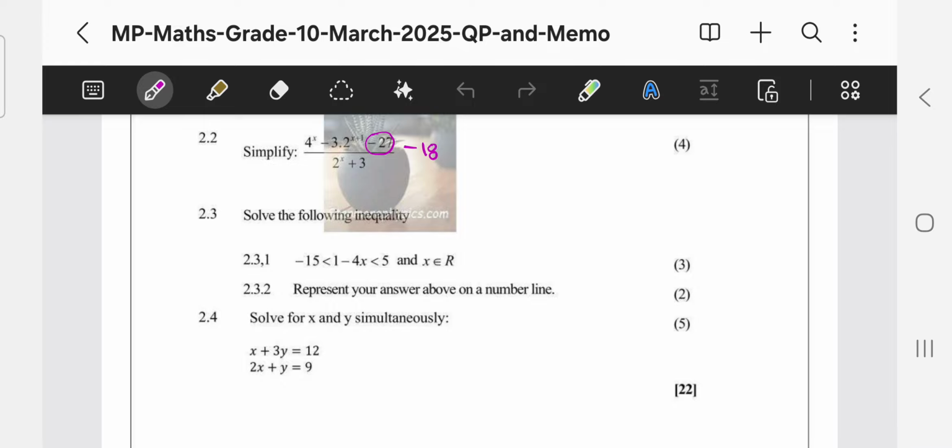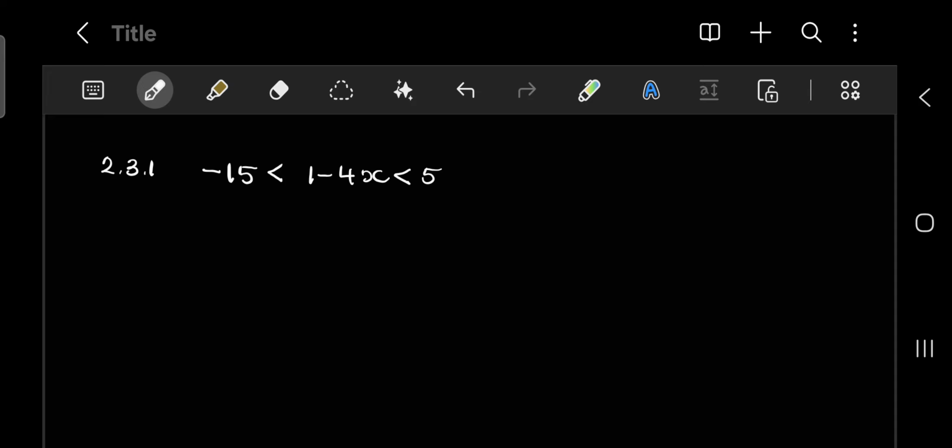Let us now go on to 2.3, and we have an inequality. So in 2.3.1, we need to solve this inequality, and in 2.3.2, we need to represent this on a number line. So here is what we're given, and the good thing is there is no error with this question like the previous one, so we're good to go here. Now your aim, you guys, is to get x alone in the center, meaning that whatever else you have in the middle, you want to get rid of it.